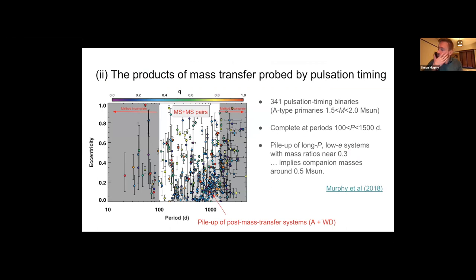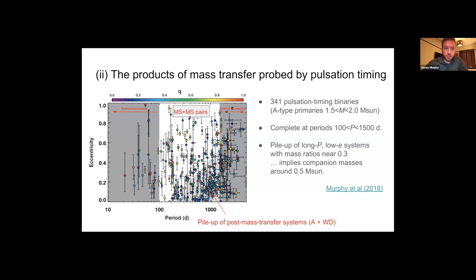Something that I've worked on in the past is pulsation timing as a probe of mass transfer, because with pulsation timing, you can determine orbits for lots of stars. And I'd just like to talk a little bit through this period and eccentricity diagram that arises from pulsation timing of many orbits. So this is compiled from 341 pulsation timing binaries. These all have A-type primaries. They're delta Scuti stars, so they have masses between about 1.5 and 2 solar masses. This sample is complete for periods between about 100 and 1500 days. So it's incomplete in these areas that are sort of shaded in dark gray here. So we don't include those dark gray regions in our statistics.